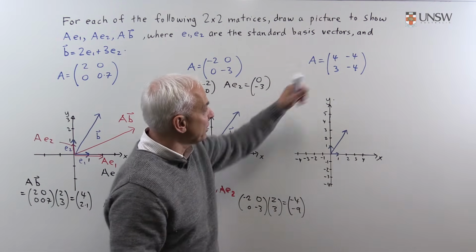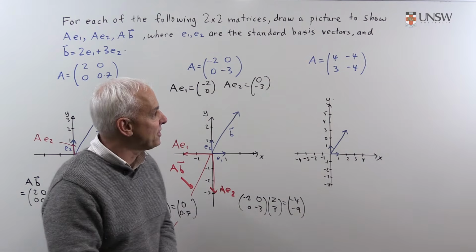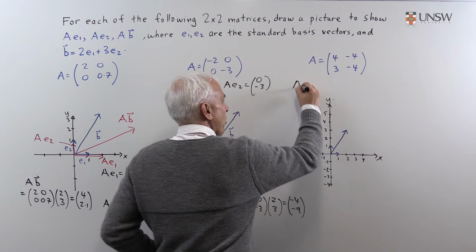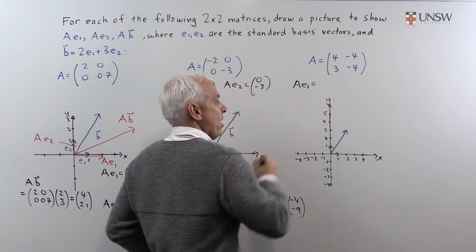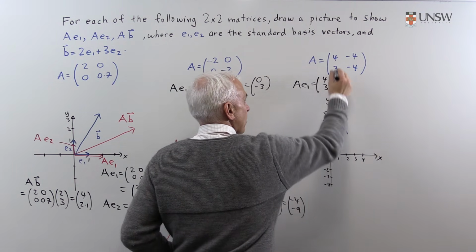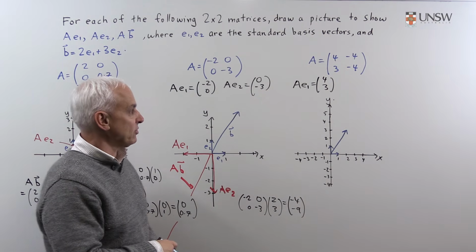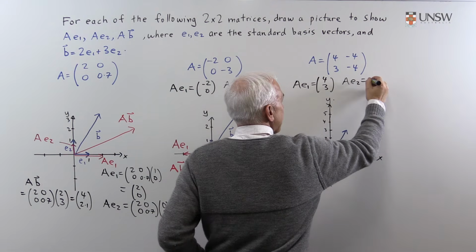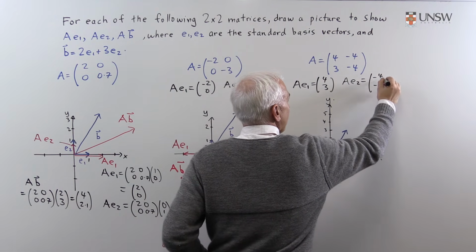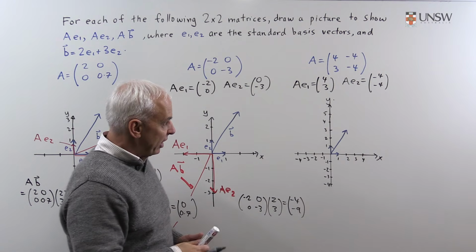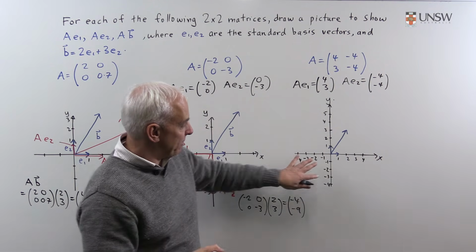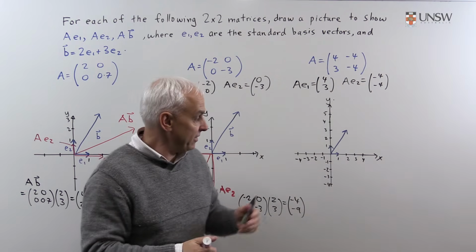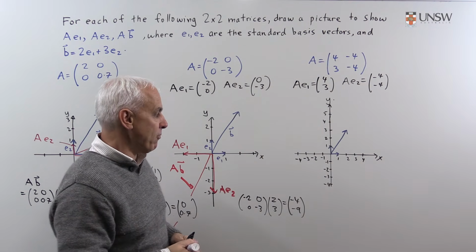In our third example, we have a more complicated matrix, the matrix 4, -4, 3, -4. So let's first of all figure out what happens to the basis vectors. E1 gets sent to the first column. That's how you easily read off what happens to the first basis vector. And AE2 is going to be the second column, which is -4, -4. Let's plot those first to see where we are. So here I'm using a slightly smaller scale because I can see that there are some numbers here that mean that we're going to be scaling upwards, so I need more room.